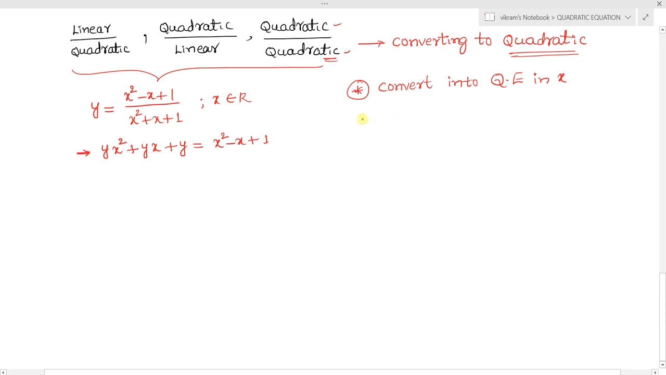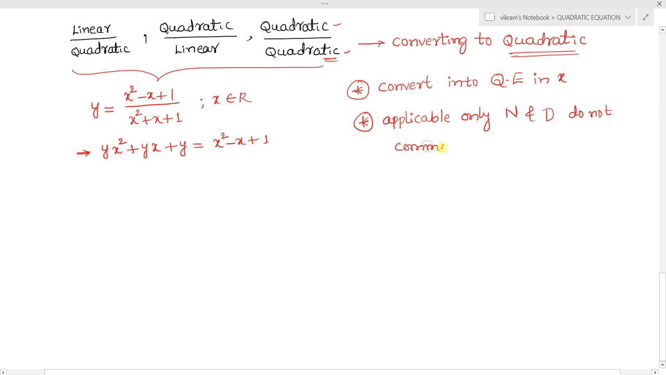Another important point we need to consider is that this process is applicable only when the numerator and the denominator do not have a common factor.